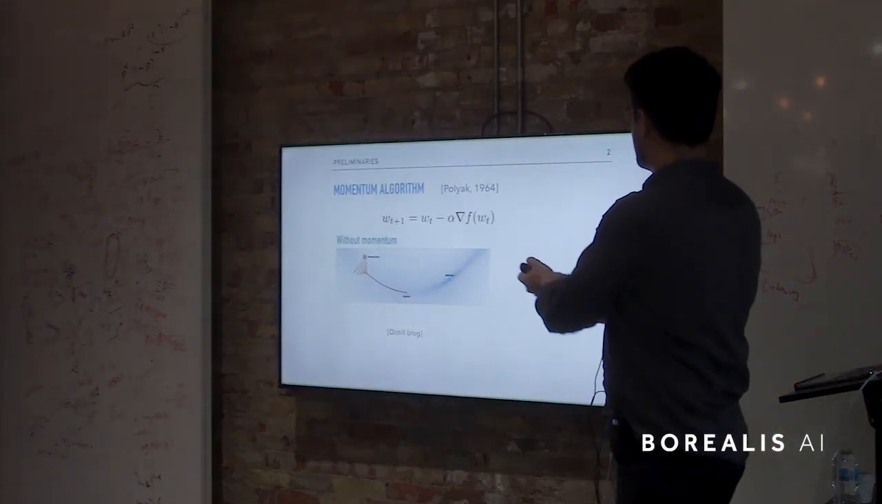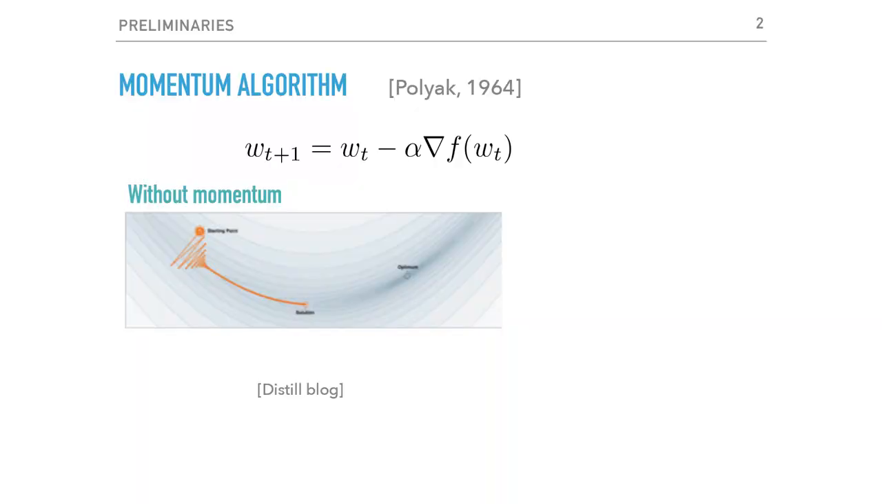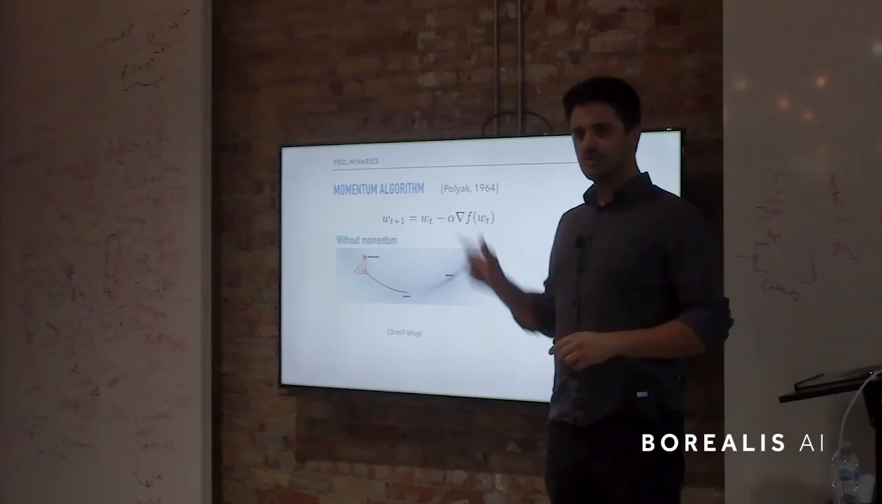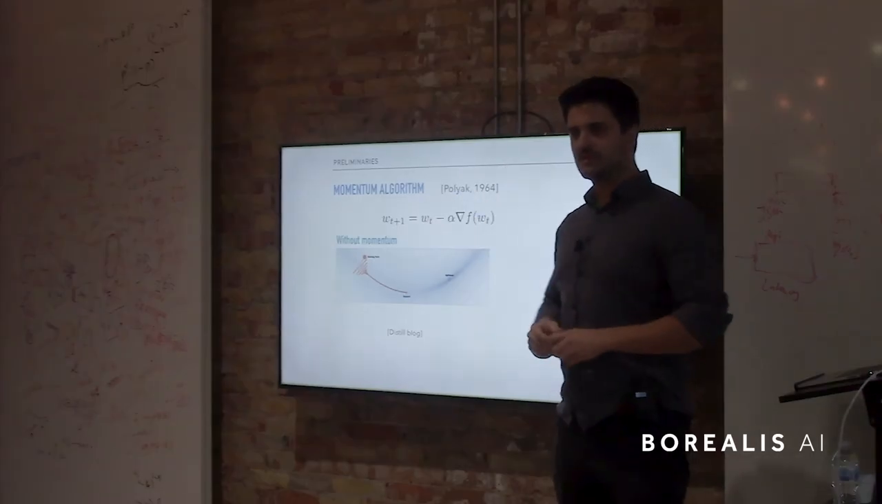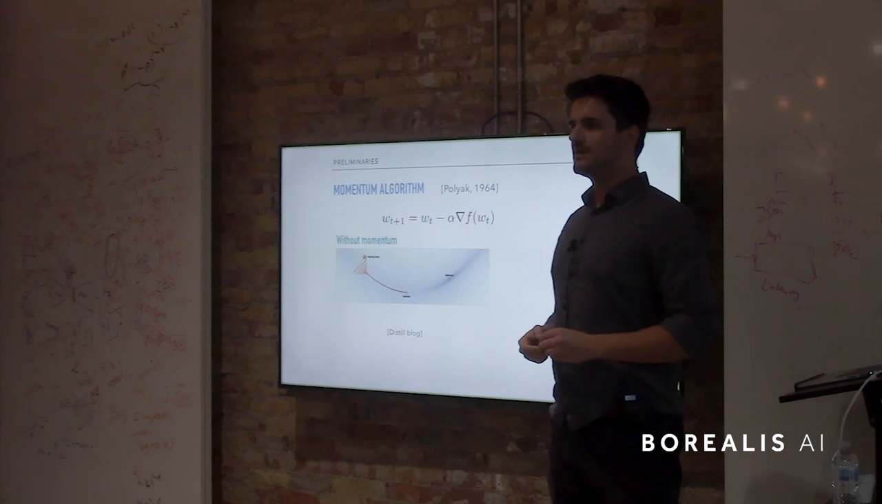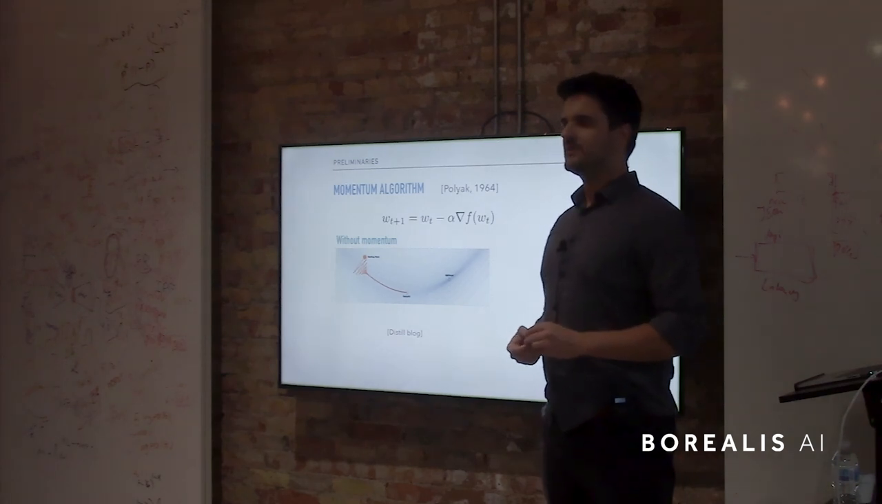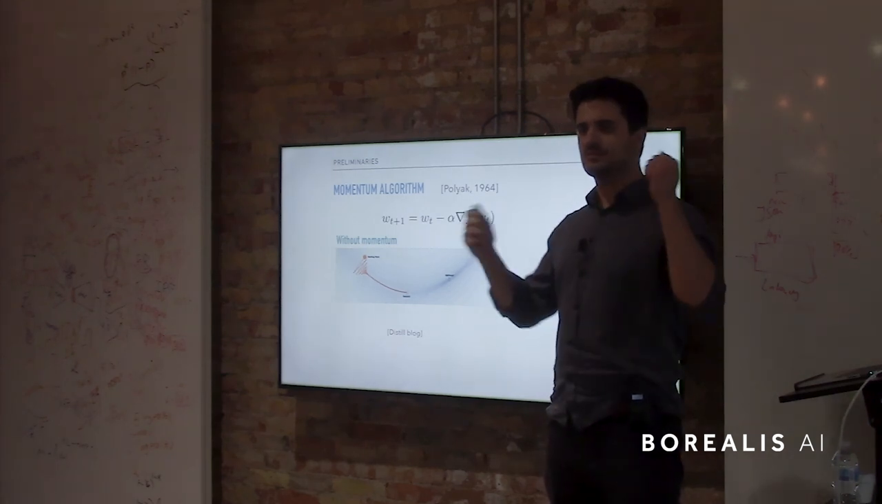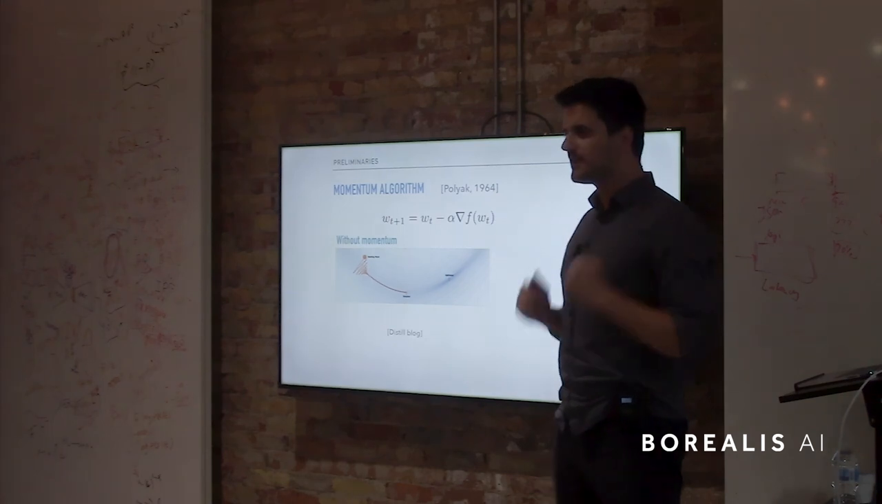Let's start with the basics, okay? Because we're talking about optimization, I'm going to start with a very quick introduction. We're going to see the momentum algorithm. What I show here is not the momentum algorithm yet. What I show here is a basic gradient descent step. This is the workhorse of machine learning, the gradient step.